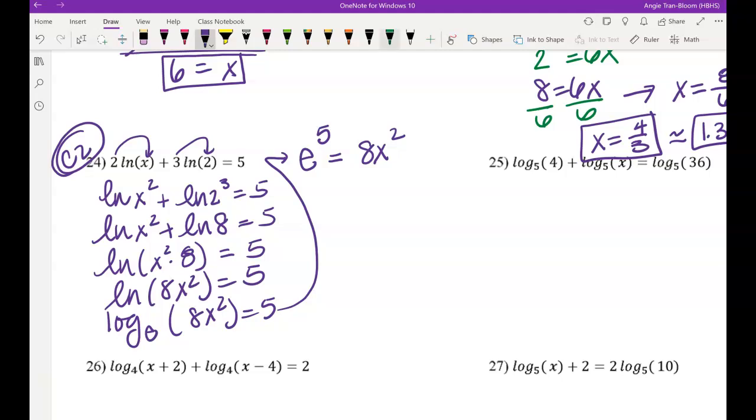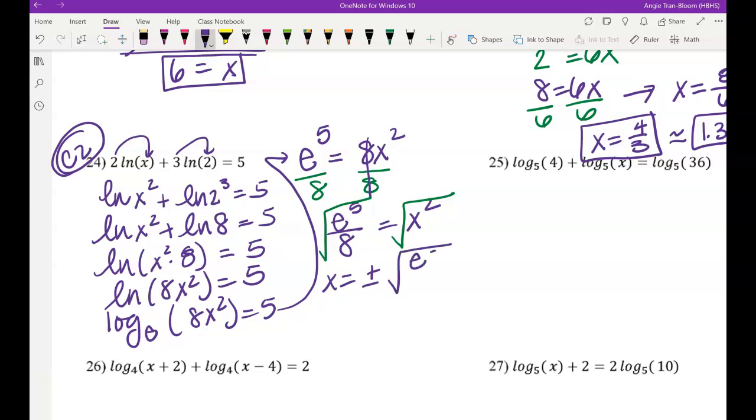Don't get scared. We have to divide both sides by 8. We don't want to round yet until the end. So now we have e to the 5th divided by 8 equals x squared. We need to take a square root, and whenever we take a square root, we would like to have a plus or minus. So x equals plus or minus the square root of e to the 5th divided by 8.